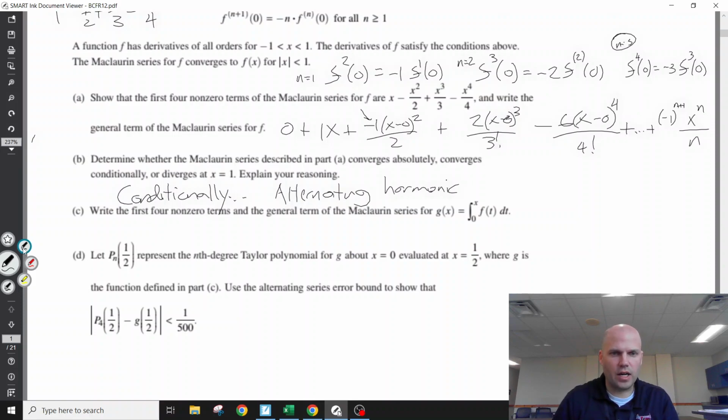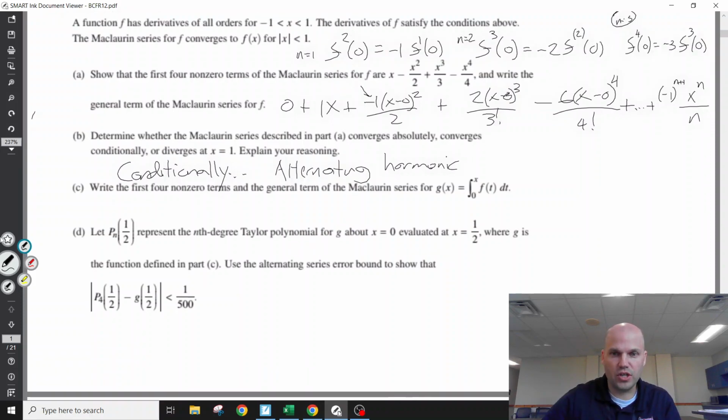Write the first 4 non-zero terms and the general term for g of x, which is the integral. So you just have to take the antiderivative. So antiderivative, you have them. This is a minus.